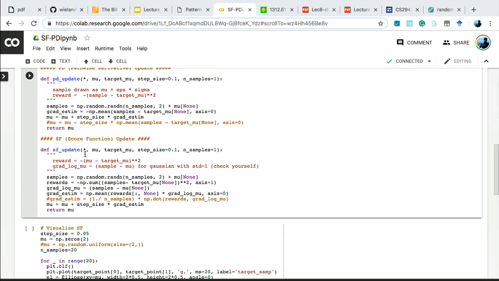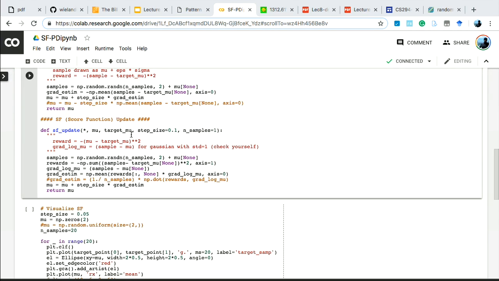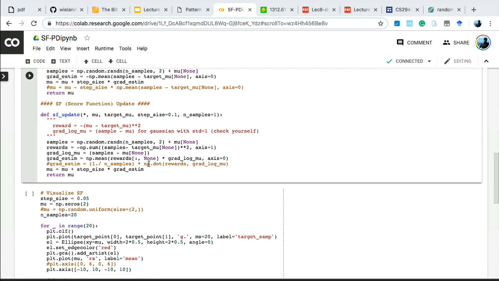So, here's how the score function estimator or the likelihood ratio estimator is implemented. Again, you start off with the same sampling mechanism. Your reward function is the same. Now the difference here is you're going to use this grad log with respect to mu, your parameter. And for a Gaussian with variance 1, you can check that this is actually equal to the sample minus the parameter, because the log probability of a Gaussian involves x minus mu over sigma.